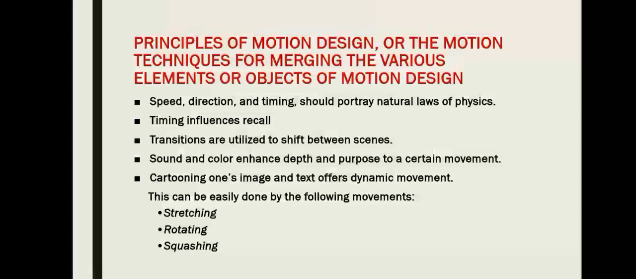This can be easily done by the following movements: stretching, rotating, and squashing. In animation, blurring gives the illusion of fast movement. In videos, blurring is frequently used to censor confidential information or sensitive content.